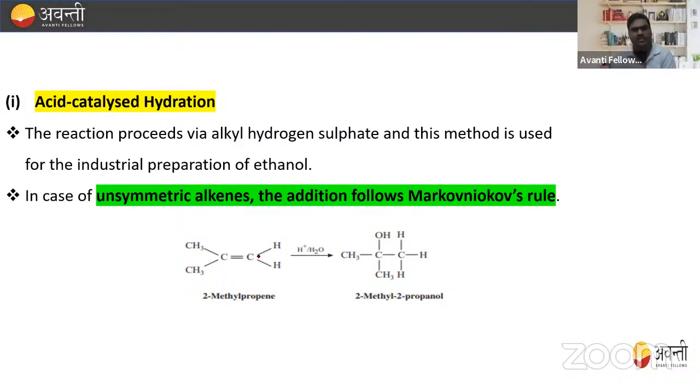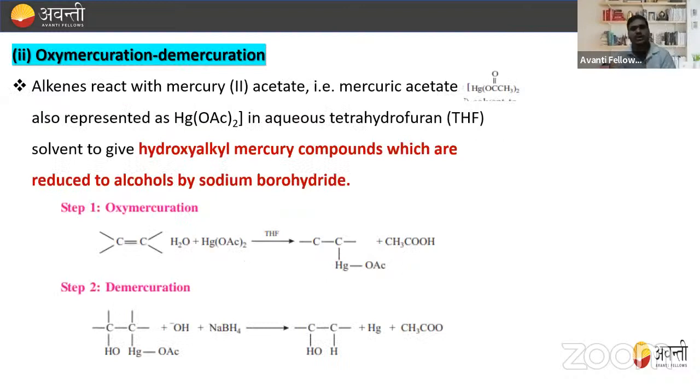For example, here we have 2-methylpropene, and in the presence of H2SO4 we have H+ and H2O. We know that H2O has OH negative and H positive. This negative part goes to the carbon atom which contains the lesser number of hydrogens on the double bonded atom. So this will become CH3, CH3, C, OH, and CH3. So 2-methylpropan-2-ol will be formed. Always remember this.